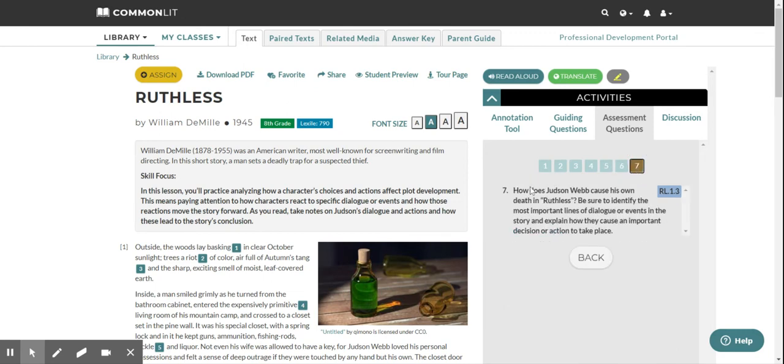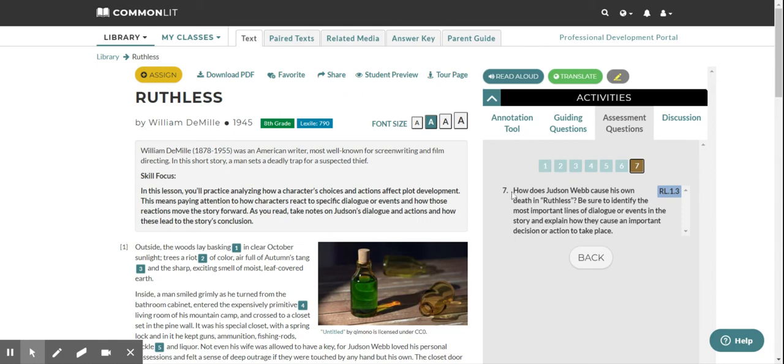And then your final question, how does Judson Webb cause his own death? Oh, spoiler alert, in Ruthless. Be sure to identify the most important lines of dialogue or events in the story. So you're going to use textual evidence and explain how they cause an important decision or action to take place. This is very, very much like your FSA writing task. You have to use textual evidence and you have to elaborate, and that's exactly what they want you to do.